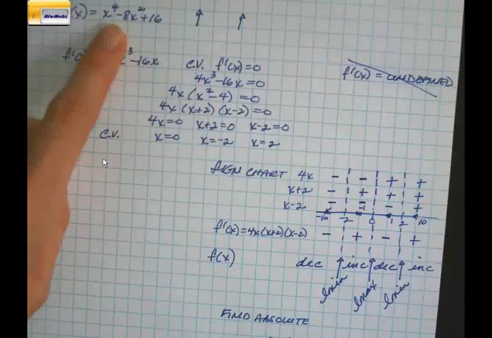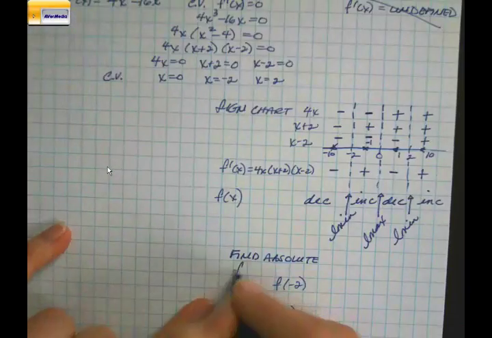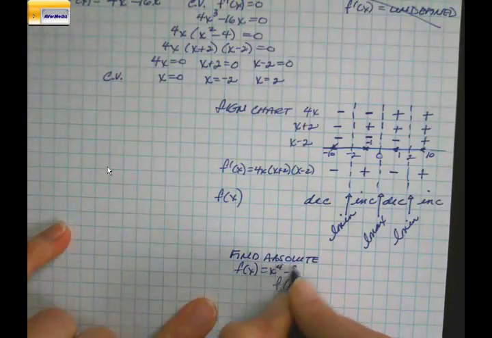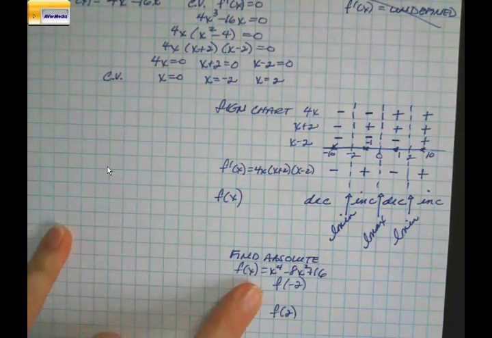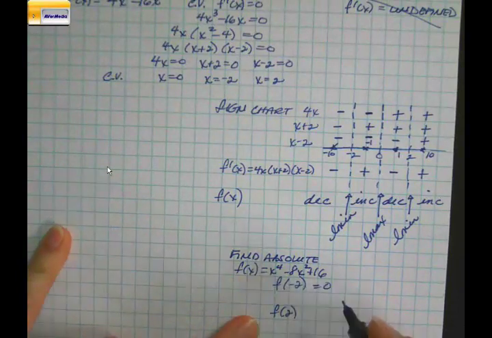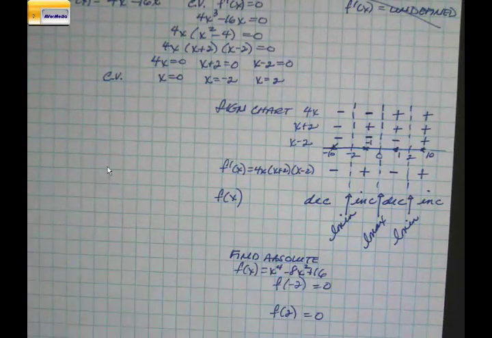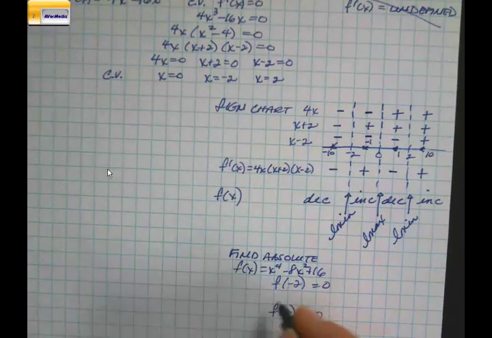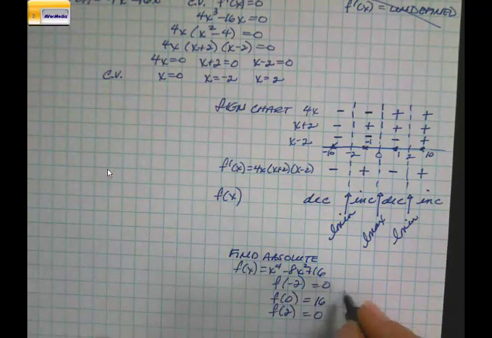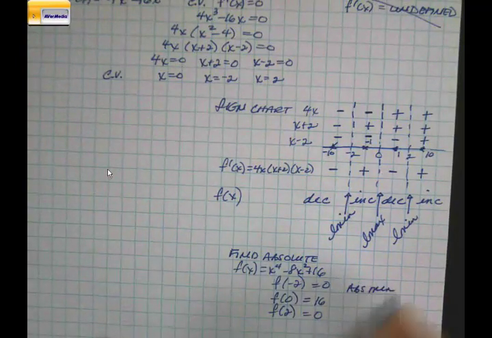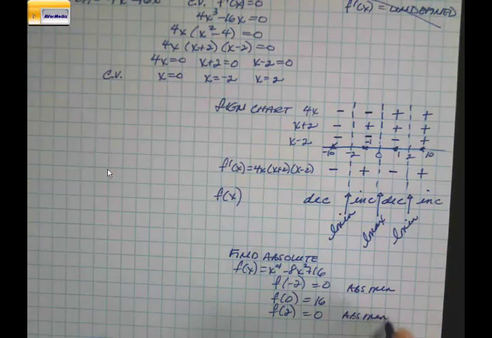Now, if you plug these in to the original function, this is f of x, going back to f of x equaling x to the 4th minus 8x squared plus 16. If you plug a negative 2 in, this is going to equal 0. If you plug a positive 2 in, it's going to equal 0. Okay? And if you want to, you can go ahead and evaluate your local max. If you put a 0 in, you're going to get 16. So there's some values for you. So it appears that you have an absolute min at 0, and both of them really are absolute, and a local max at 16.